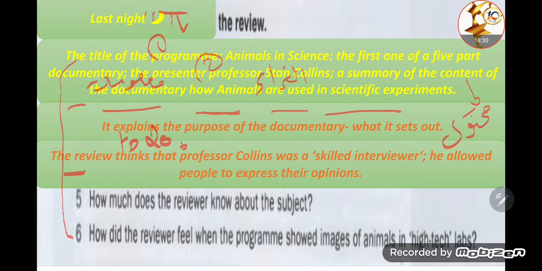Number 5. How much does the reviewer know about the subject? Let's talk about the reviewer: how much does he know about the subject? Of course, not very much. He didn't really know anything about it. He doesn't know much about the subject, not that much. His information is like that of ordinary people. Let's move now to number 6.